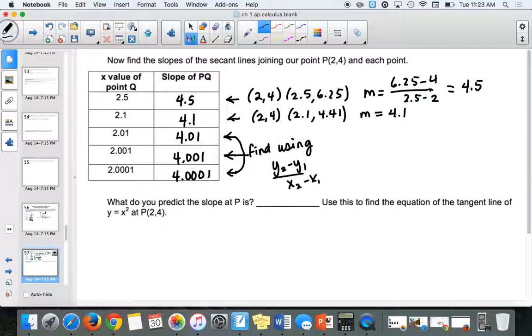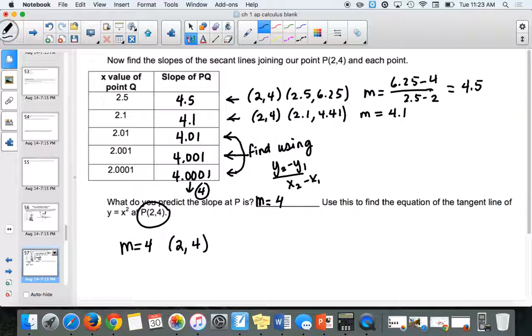All right, so what do we predict that the slope at our point is? What's it getting closer and closer to? 4. So m equals 4. So if I was writing the equation of the tangent line with a slope of 4 going through the point (2, 4), we've done that a million times before in Algebra 2.